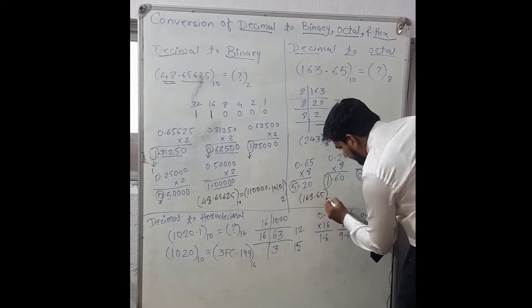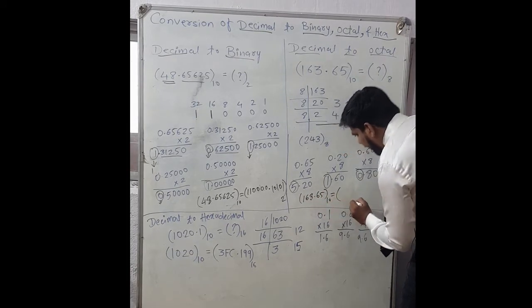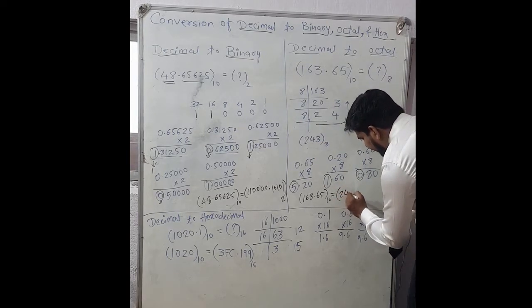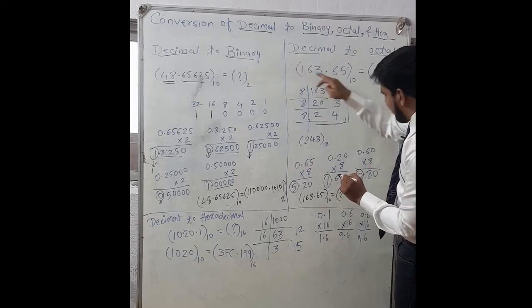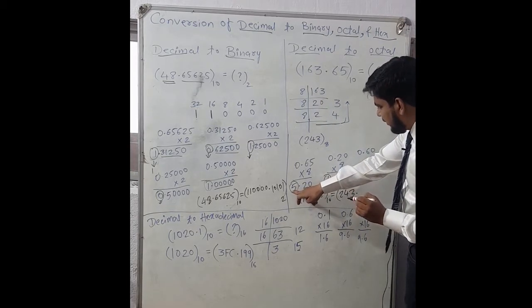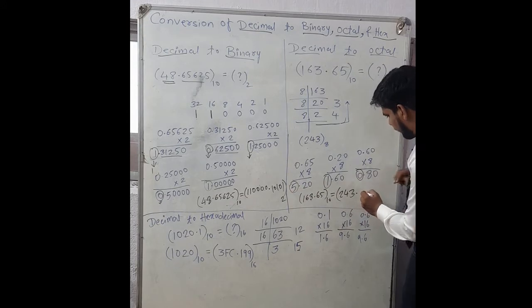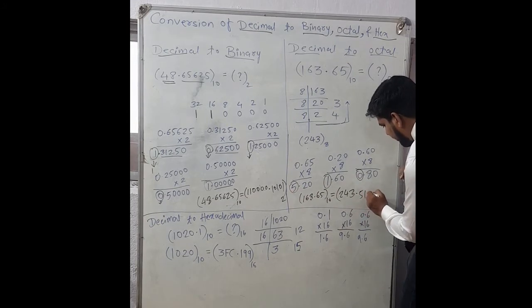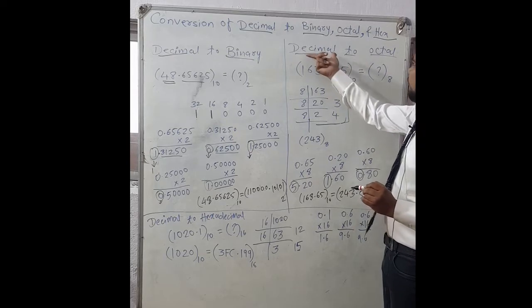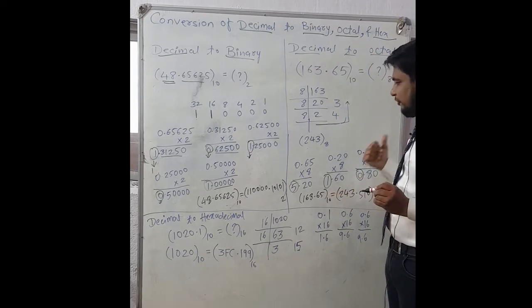163.65 is a decimal number. Its octal equivalent we have found: 243 is the octal equivalent of 163. Then the point, and take the fractional part starting from the first, 5, 1, 0, so 0.510. This is the octal equivalent. This is the complete procedure of decimal to octal conversion with the fraction.